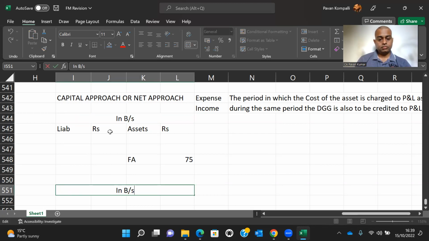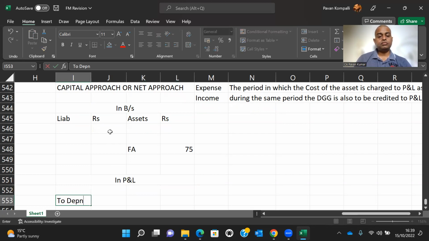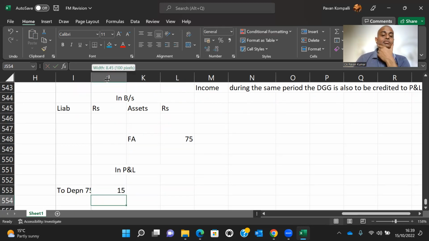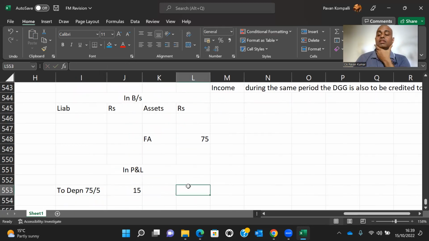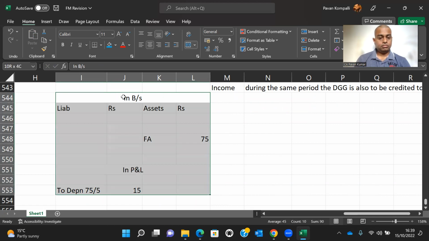Depreciation: 75 by 5, 15, you will show. This is the capital approach. In the revenue approach, what happens, you know?